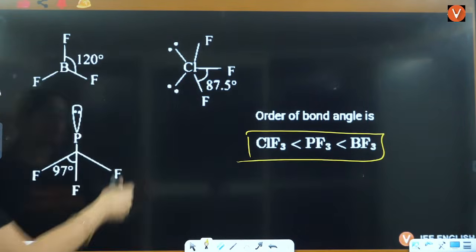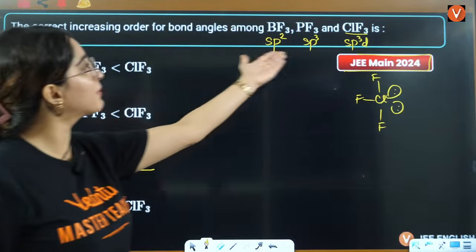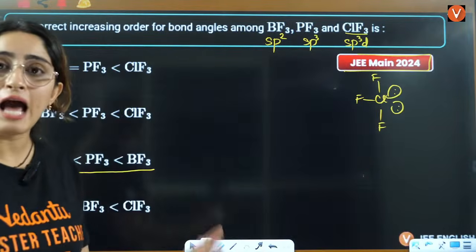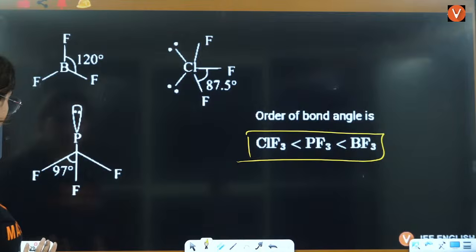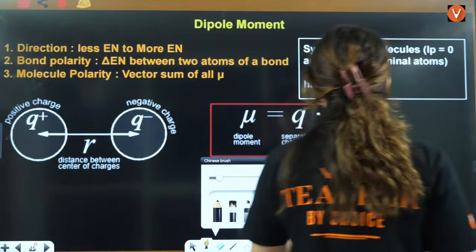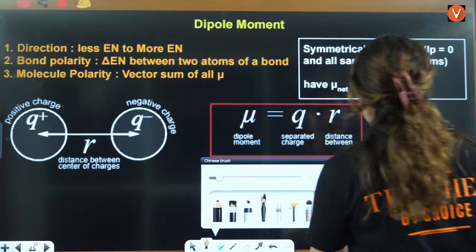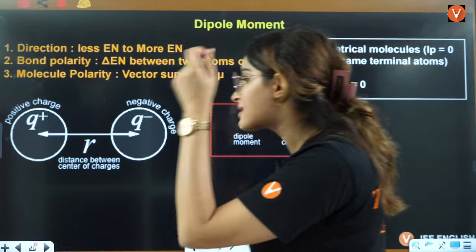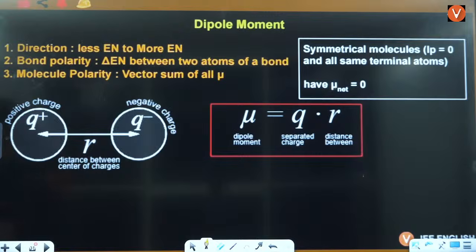Directly, you don't even need to calculate all of that. Just from the hybridizations you can tell. And hybridization, I have already made you a pro in that, right? Just from the hybridizations you were able to answer that. Then the next topic is, guys, dipole moment. Everyone here is highly electronegative. Yes, definitely we should consider that, right?